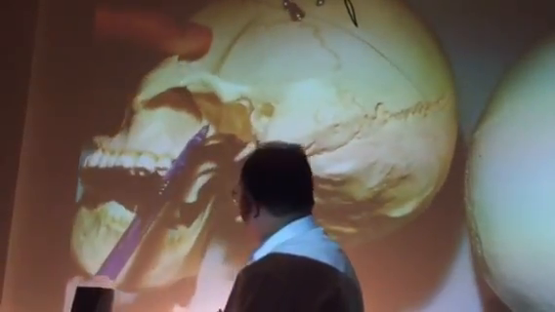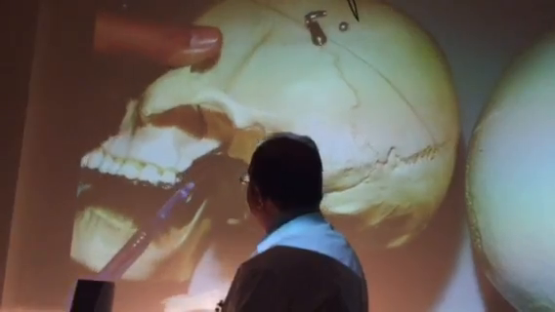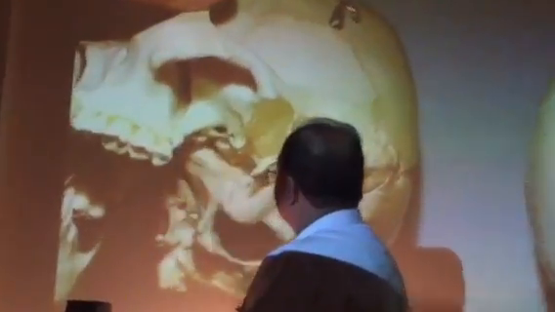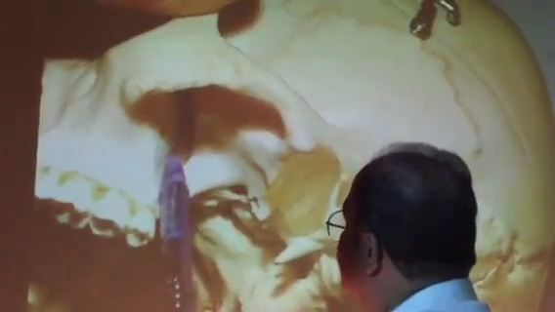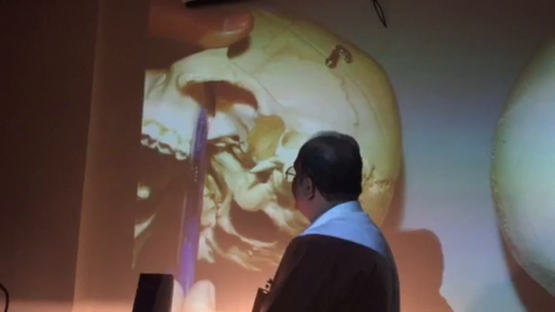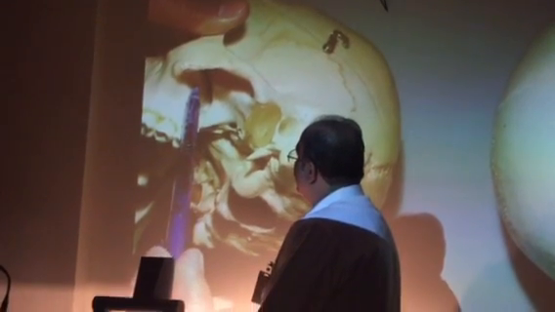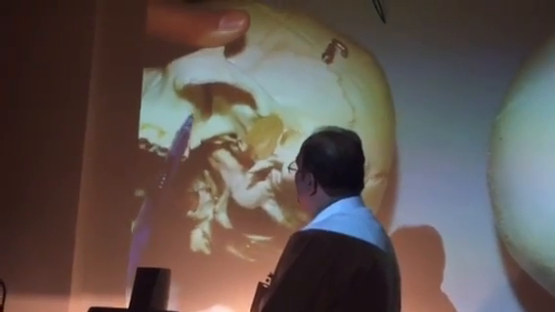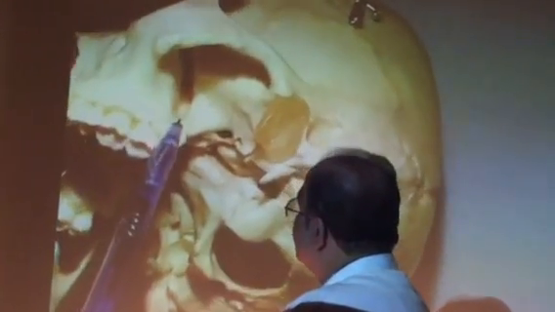Now at this lateral pterygoid plate, if I turn it this way, you can see there is a fissure. Can you see this dark colored fissure here? What is this fissure? It is between the pterygoid plate behind and the maxilla in front. Pterygomaxillary fissure.